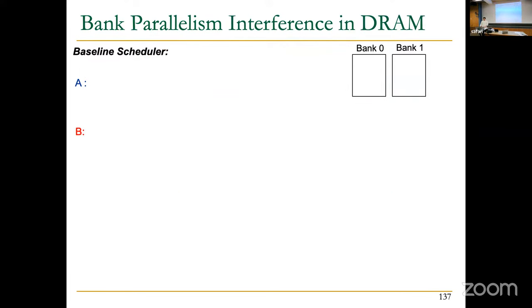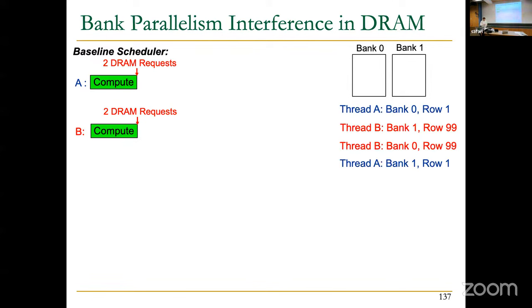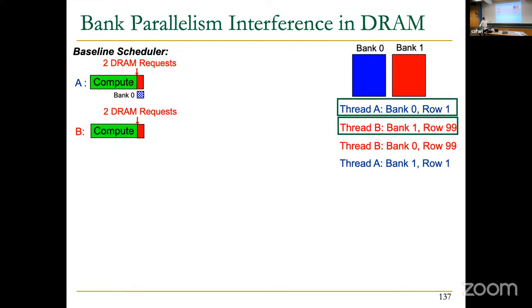What happens when we have two workloads that have the same characteristics? They will do some compute, then they will each generate two DRAM requests to two different banks, to different rows also. That's not the important part. Our thread unaware controller or scheduler, what does it do? It services the requests in first come first serve order. There's nothing ready, so we're prioritizing the oldest request, which is thread A's request to bank 0. We schedule that. And now we have to schedule the next oldest, the younger request, which is thread B's access to bank 1. Now both requests are scheduled.